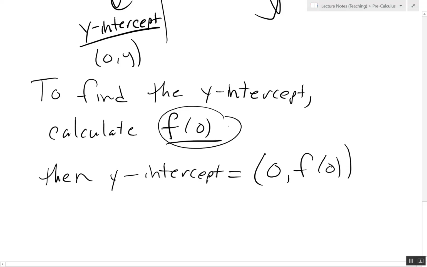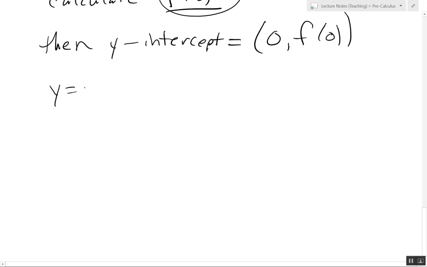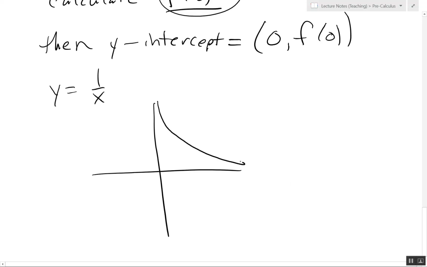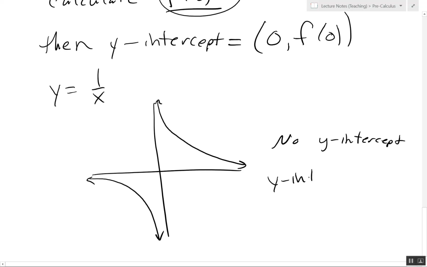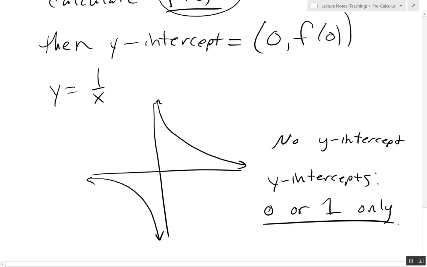Now, not all functions have a y-intercept. For example, y equals 1 over x does not have a y-intercept, because when we draw this, we get these two parts of a hyperbola here. And notice that it will never intersect the x or y axes. So this has no y-intercept. But notice, because of the nature of the vertical line test, if you have a y-intercept, you have only one. So for y-intercepts, you can have 0 or 1 only. Which is in contrast to the x-intercepts, where you can have 0, 1, 2, 3, 4, and as many as you like if you're designing the function.